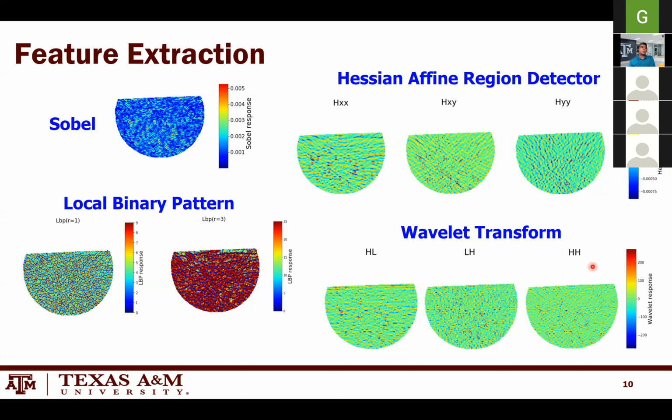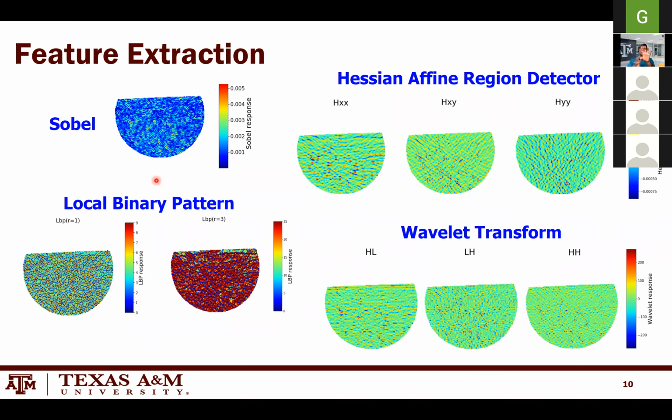Now, the final one is local binary pattern. This may be a little bit new to some of you. Local binary pattern is a texture detector. It is detecting texture. And how does it do it? By comparing a central pixel with its neighboring pixels.